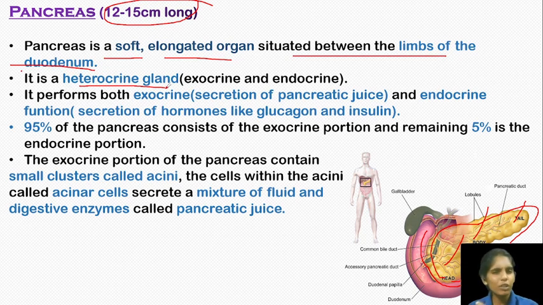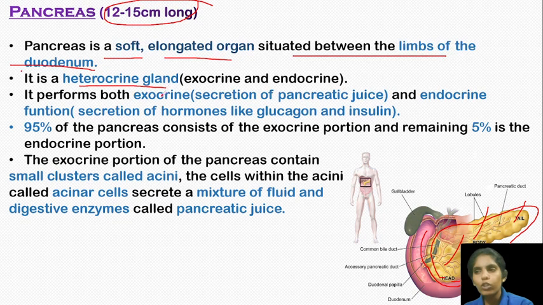So, what does it mean? It performs both endocrine functions and exocrine functions. The exocrine part of the pancreas will secrete pancreatic juices and pancreatic enzymes into the small intestine, while the endocrine portion of the pancreas will cause the release of hormones into the blood circulation.